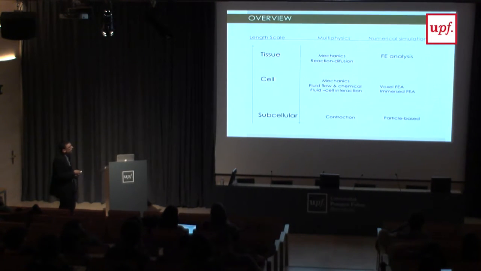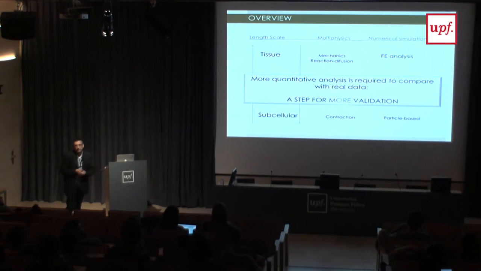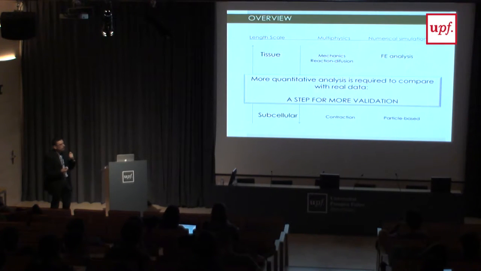So the problem is, when we finish this part, we consider that we have models that work quite well, but they don't. We don't know if they are good predictions or not. So we try to develop more quantitative analysis in order to compare with real data. In this sense, our group, which was mainly numerical, started to create experiments in our lab.